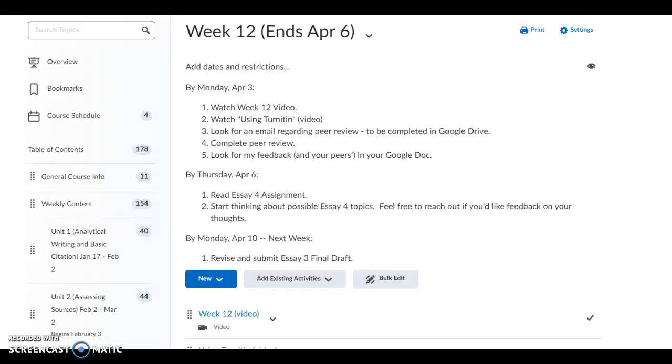Okay. And then for Thursday, read the SA4 assignment and start thinking about possible SA4 topics. This is an opportunity for you to reach out and say, hey, professor, I'm thinking about this or this. Can you give me some guidance? Glad to work with you. Glad to give you some advice here.